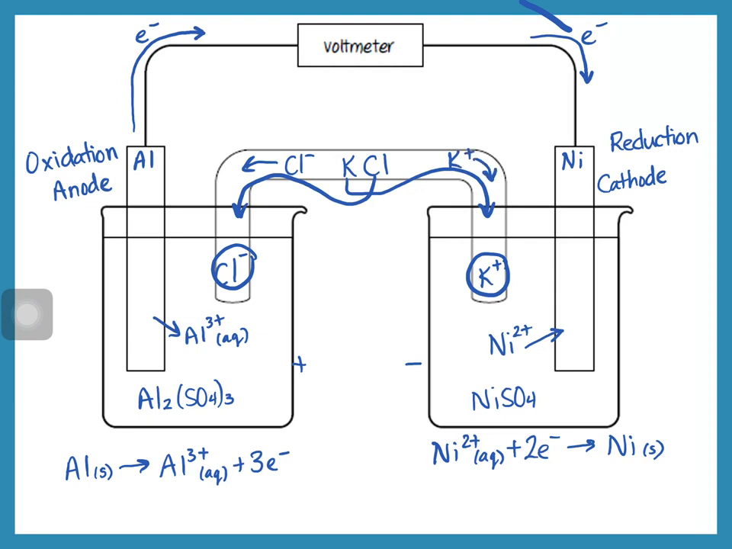So I have my electron movement, flowing from my anode to my cathode. Because of the charges of the solution, I have negative ions from my salt bridge coming towards the solution on the anode side, and the positive ions from the salt bridge coming over to neutralize the solution on the cathode side. And then I have the half reactions, which show what is happening at each of those electrodes.